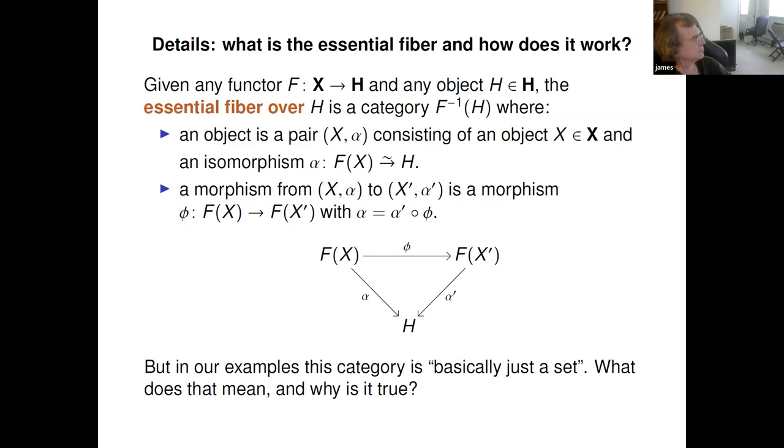But the interesting thing is that in this setup, the essential fiber could be a category. I mean, it is a category, but it could be a full-fledged category. Whereas in our examples, it turns out that the category is just a discrete category. It's equivalent to a discrete category, so it's basically just a set. That means it's a discrete fibration, which is a fun way to think about it.